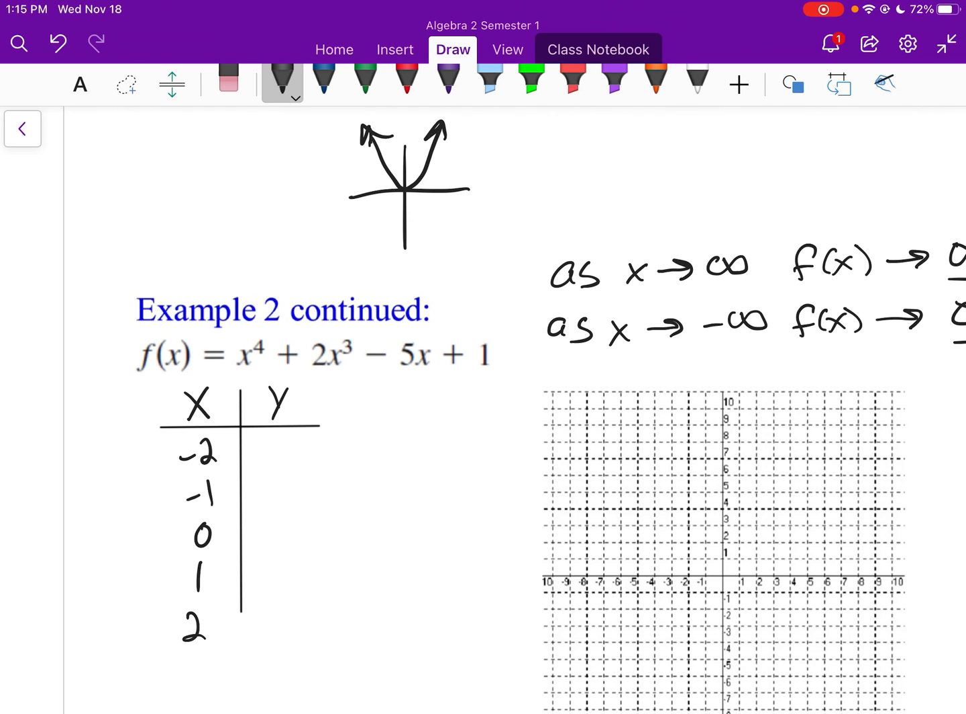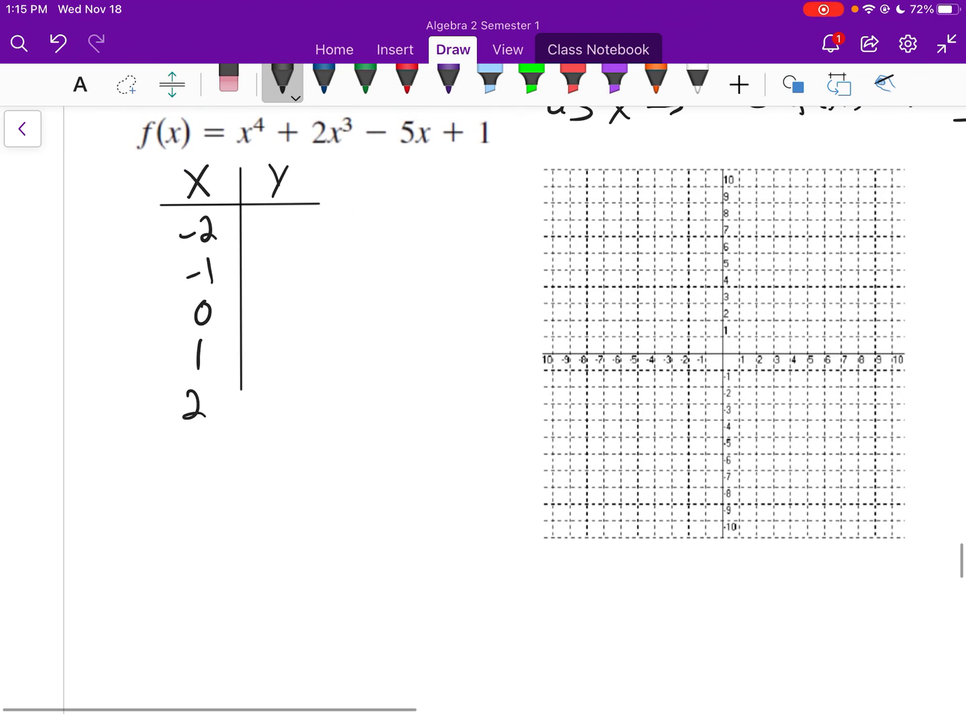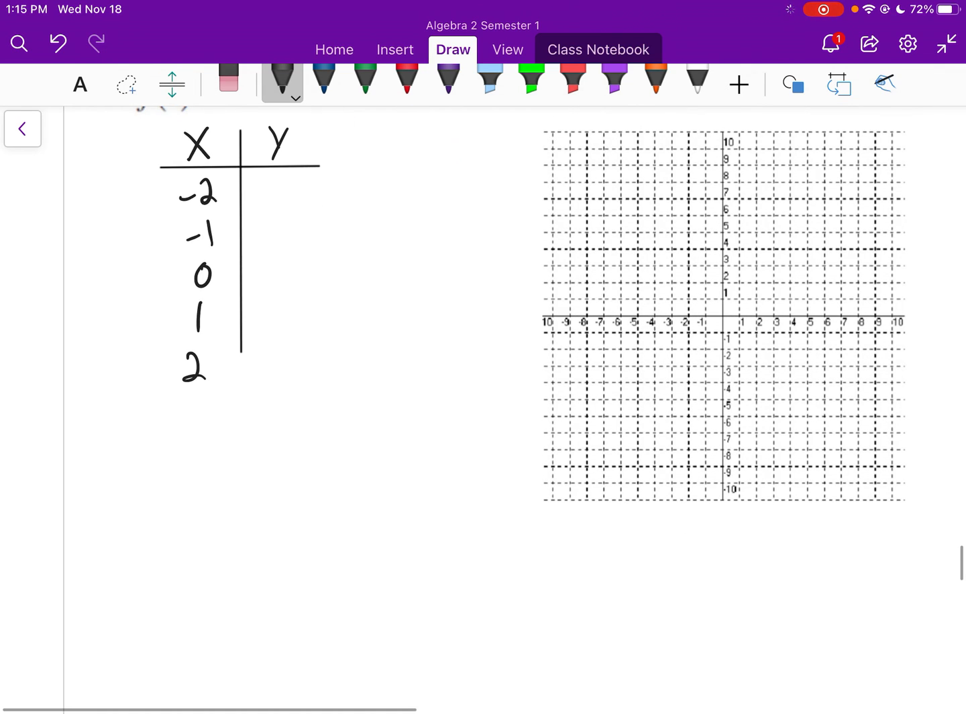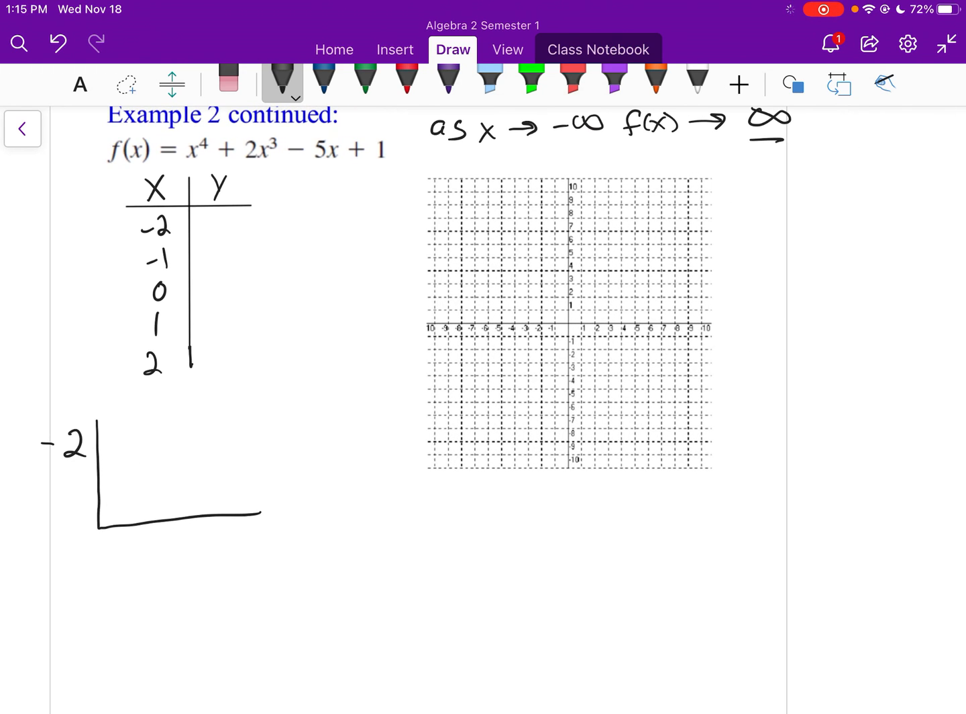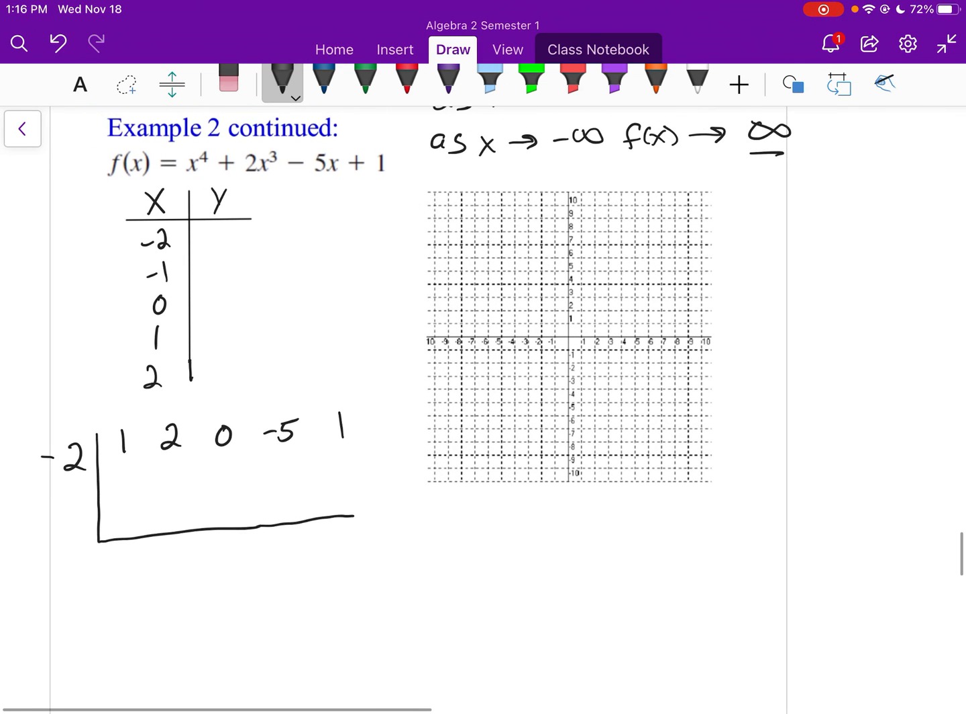When we do this, you don't need to use synthetic substitution, but I highly recommend it. That is a for sure way to get those proper points. In this case, we have x to the 4th, so we should have 5 coefficients in there. X to the 4th is 1, x cubed is 2, there's no x squared term, so we have to have 0, negative 5, and 1. You would have to do that for all 5 points.